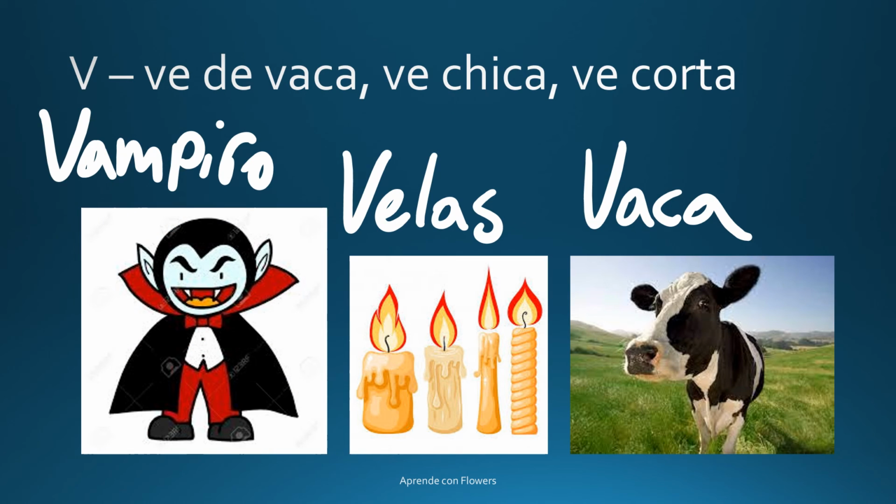V de vaca, V chica o V corta. Because we have vampiro, velas, and vaca. You can now know that B and V sound very similar. And they pretty much are. And that's why there is the whole V de vaca, B de burro. But I will get more into that later.